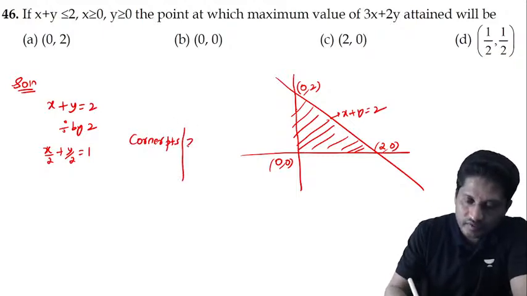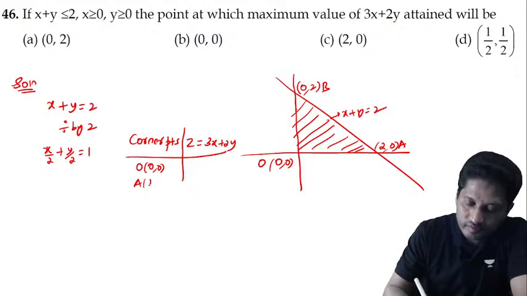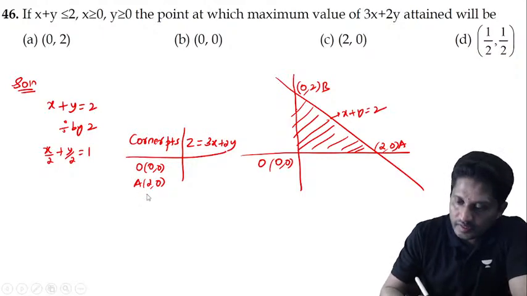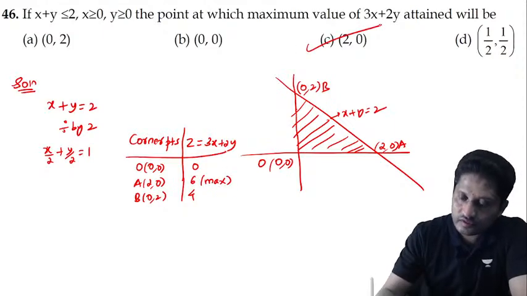and then z is equal to 3x plus 2y. Okay, so this is origin. Let me take this as A, take this as B. So this is 0 comma 0. A will be equal to 2 comma 0, and then this will be equal to 0 comma 2. If I substitute, this is 0, 3 into 2 is 6, this is 4. So this attains maximum at 2 comma 0. Answer is option C.